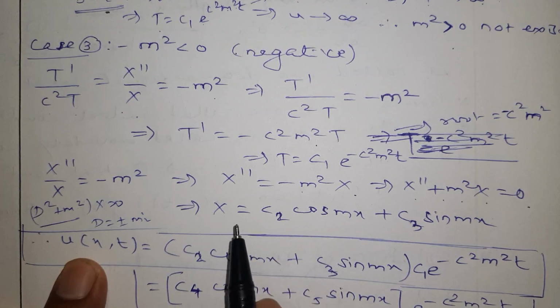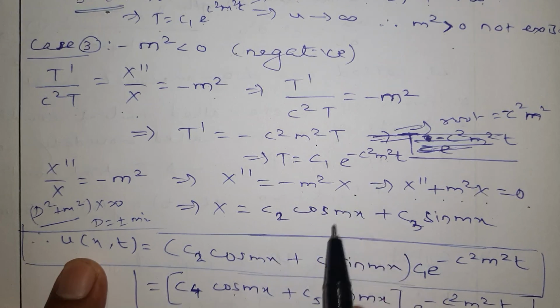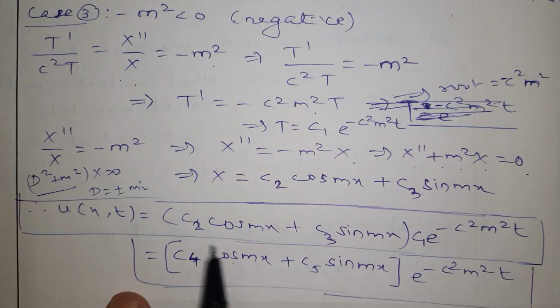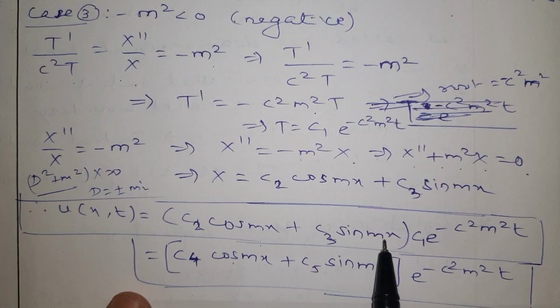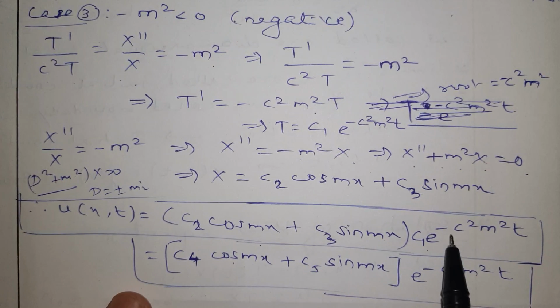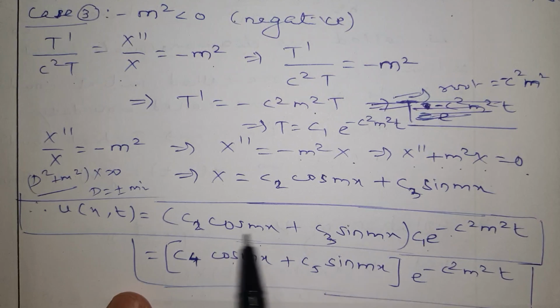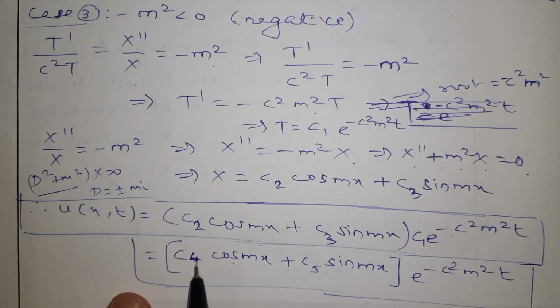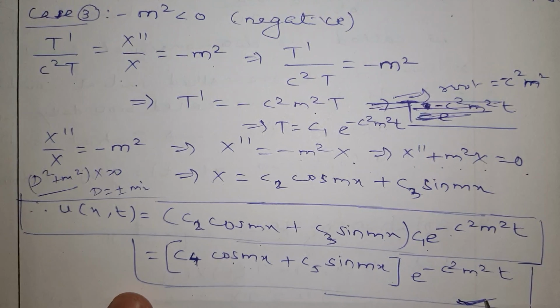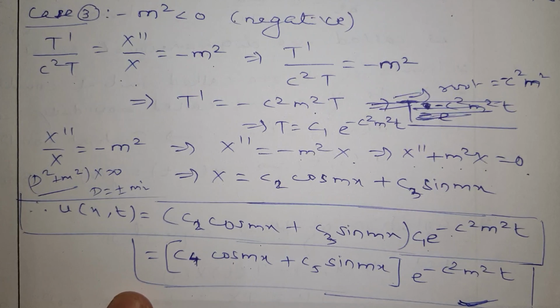Okay, so we get x here, we get t here, multiply these two. So I get c2 cos mx plus c3 sin mx, times c1 e raised to minus c square m square t. Now multiply c1 inside and write it as c1 into c2, I can write c4 cos mx plus c5 sin mx, times e raised to minus c square m square t. So this is the answer we have to use, and we can see here as t tends to infinity, this becomes 0, so we get a finite answer.